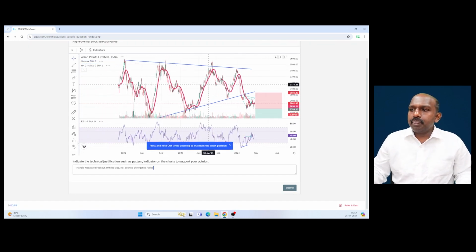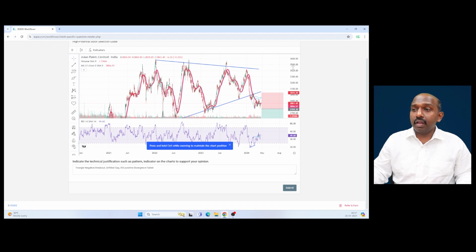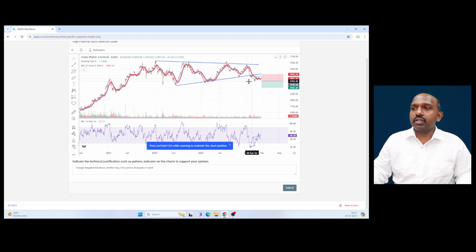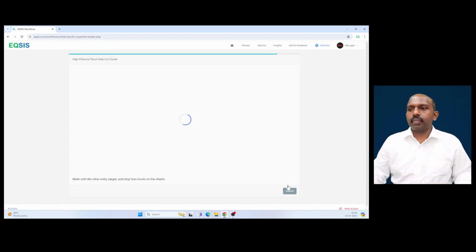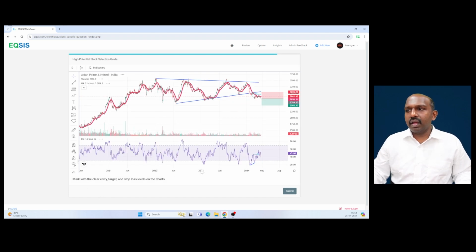Now, Asian Paints is definitely one fantastic company from a fundamental aspect, but technically it is witnessing a very long-term consolidation and posing a negative breakdown. So from a short-term trading perspective, we recommend people have a negative view or a slightly negative bias on this. The triangle negative breakout, an unfilled gap, and an RSI positive divergence that failed are the primary factors on which we consider some weakness in this area. They are asking us to mark clear targets and stop loss. That's been marked already, so I'm skipping this step.